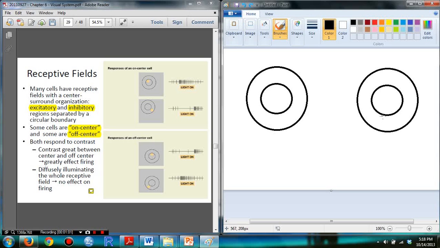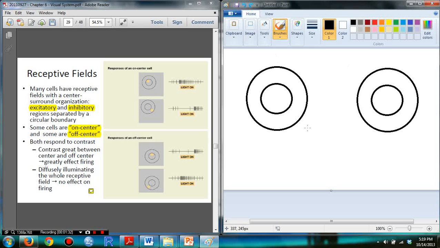Now let's look at the off-center cell. Let's pretend this is an off-center cell. We shine a light on the inner circle, and you see that the cells are not firing. But if we shine a light on the outer circle, you would see cells firing. What this tells you is that for the off-center cell, the excitatory area is the outer circle, and the inhibitory area is the inner circle.